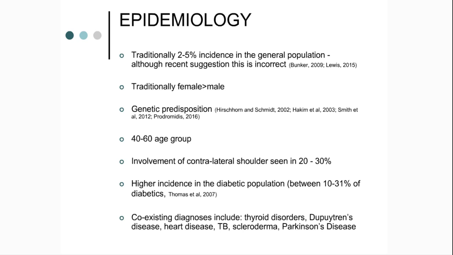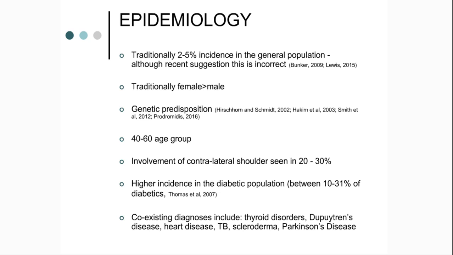Genetic predisposition has also been suggested. And whilst there's not really robust evidence of this, there are some links and there is some familial clustering. And interestingly enough, and I'll mention Dupuytren's in a little while, the genetic predisposition to Dupuytren's also links in with the frozen shoulder.